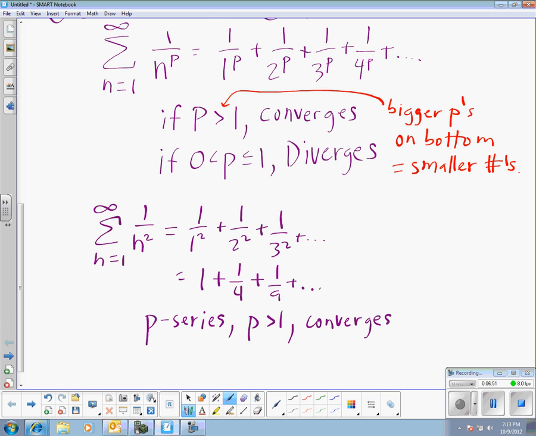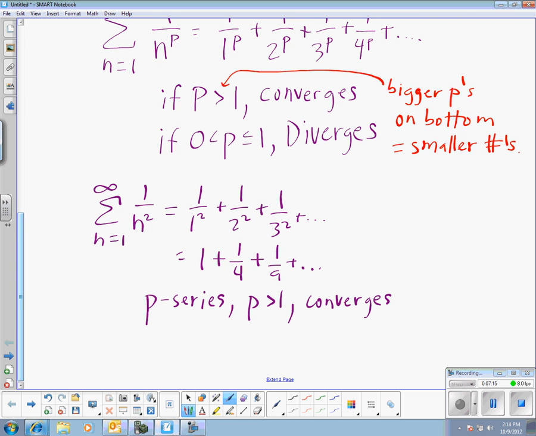Now, don't overstate this. We don't know what it converges to. Remember that the only ones we can actually add up are the geometric and the telescoping. I know that this converges, but I do not know what that limit is. If I add 1 plus a fourth plus a ninth plus a 16th plus a 1/25th, there's a certain level that I will never go over. I don't know what that level is, but I know it's there. So I can just say convergence.